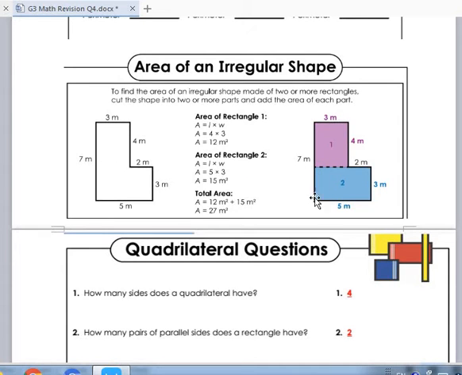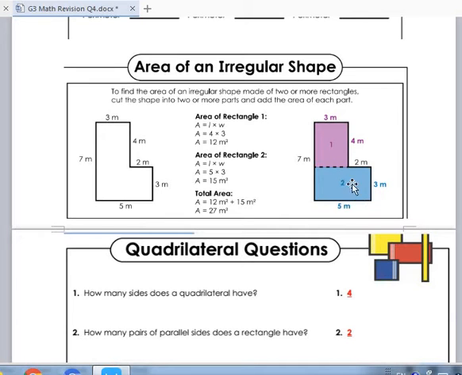So here what should I do? I just cut my irregular shape into two parts to be regular parts. This is a rectangle and this is another rectangle. I have the area of rectangle 1, the purple one: length times width, 4 times 3. And I cut it by putting the dots, the horizontal line. So I have another blue rectangle.